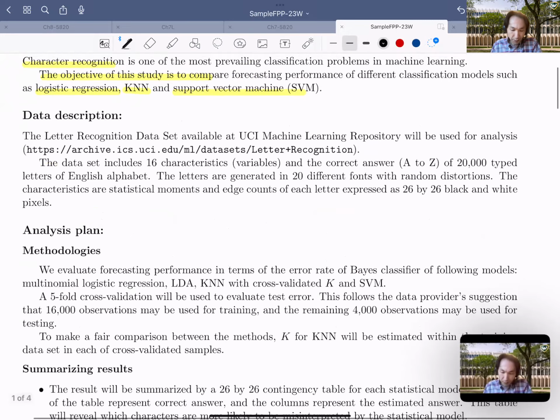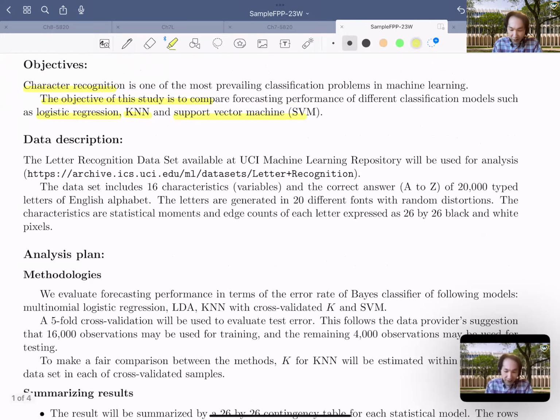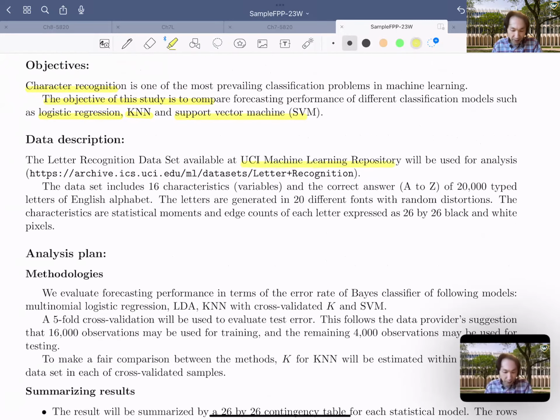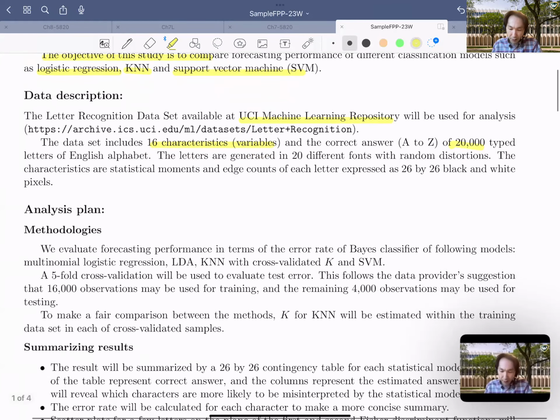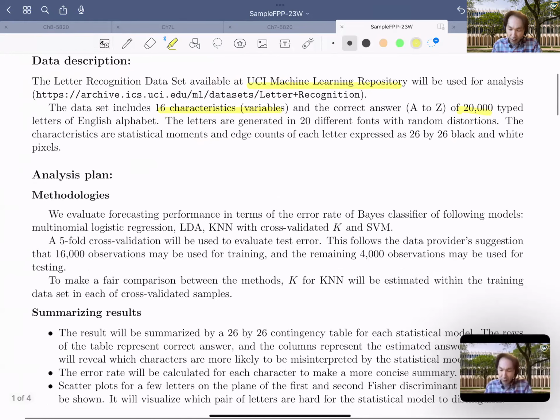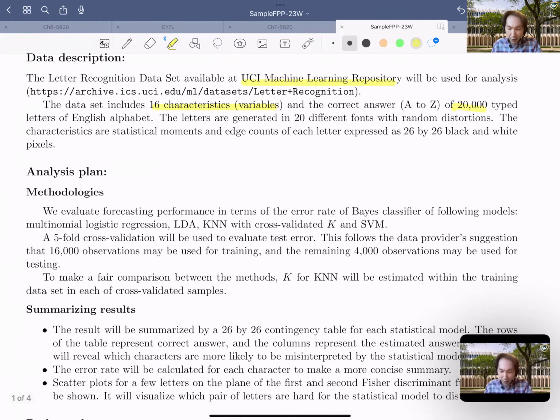So at first, describe the data. This data is actually from the UCI machine learning repository, so it's simple. Then you can describe the sample size, how many variables there are, and how the data looks. You are also supposed to attach the sample data or the entire data set.